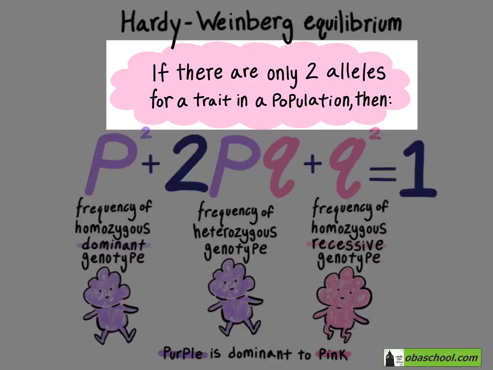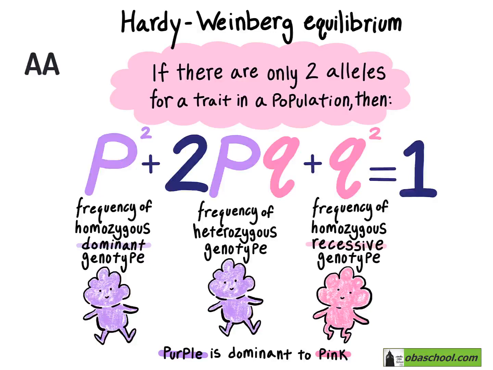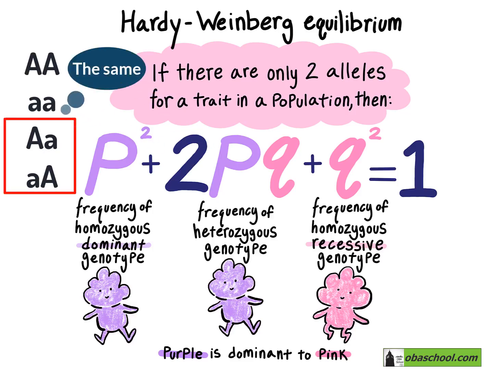Now, because each gene comes in two alleles, then we could have 4 possible arrangements. We could either have capital A, capital A, small a, small a, or capital A, small a, and finally small a, capital A. Now, these two are considered the same.